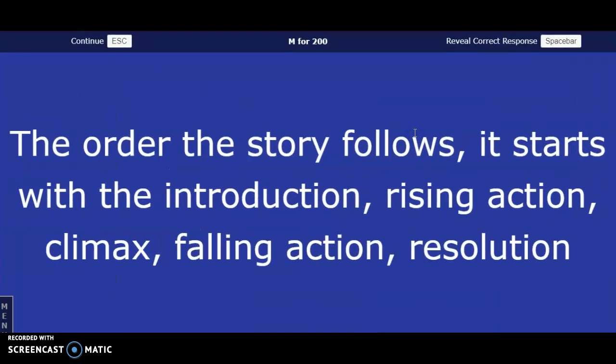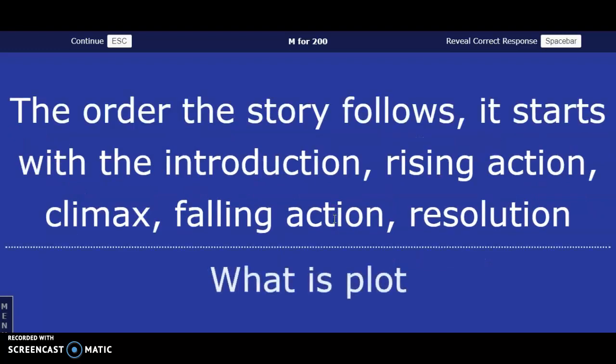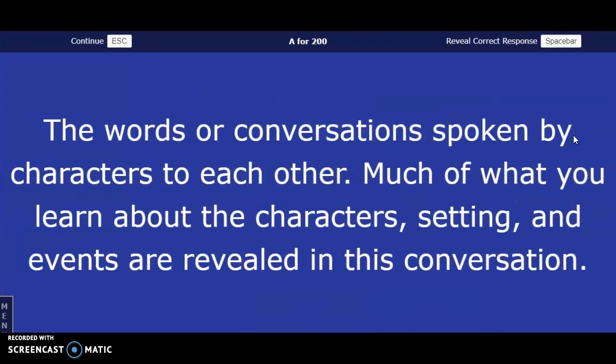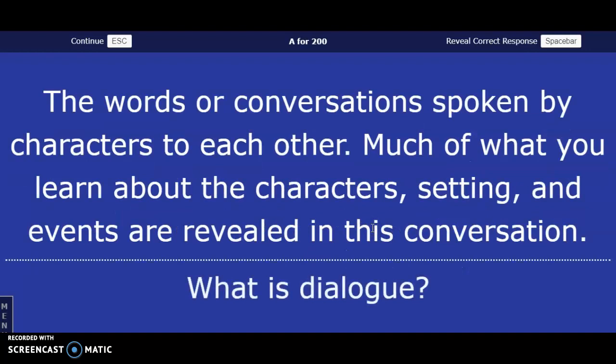M200. The order the story follows, it starts with the introduction, rising action, climax, falling action, resolution. We should all get this correct. We talk about this so much. 3, 2, 1. What is plot? A200. These words are conversations spoken by characters to each other. Much of what you learn about the characters, setting, and events are revealed in this conversation. 3, 2, 1. What is dialogue?